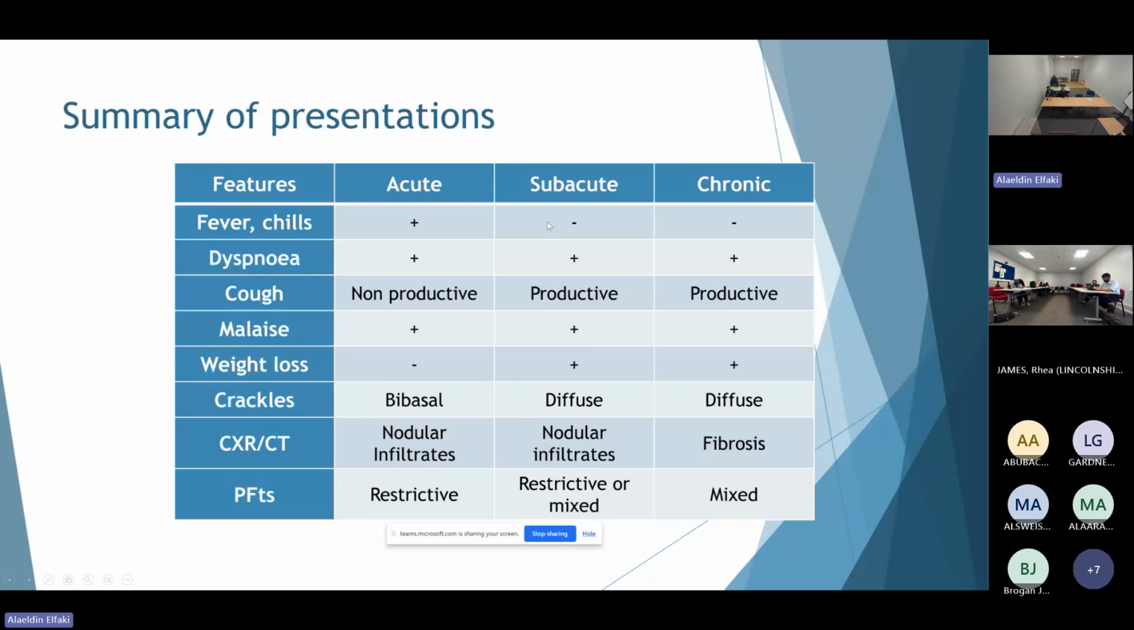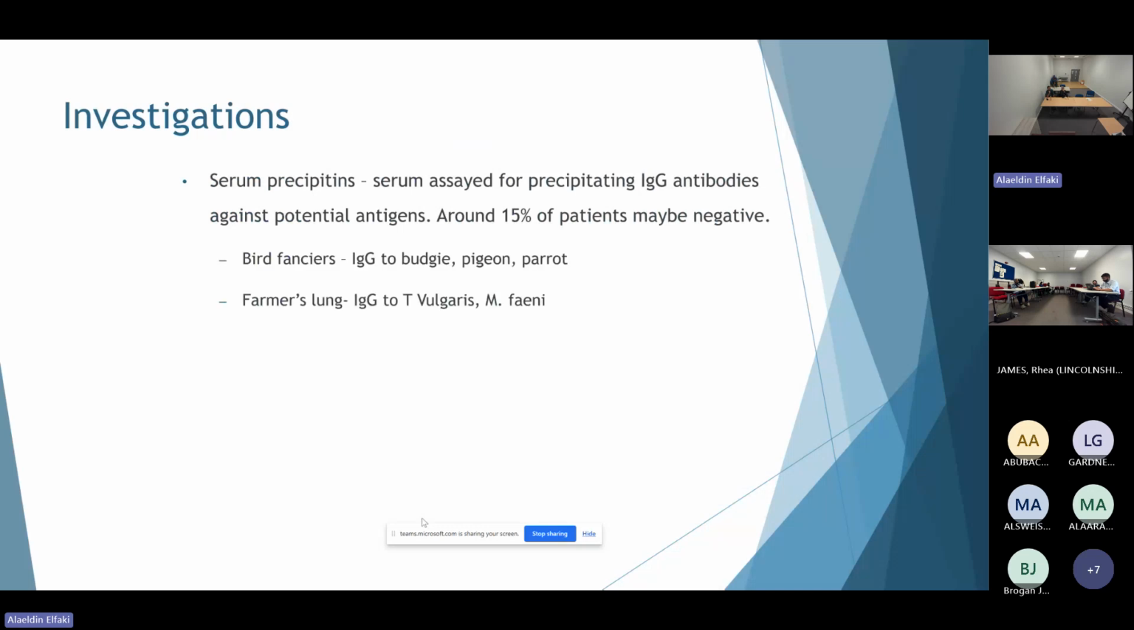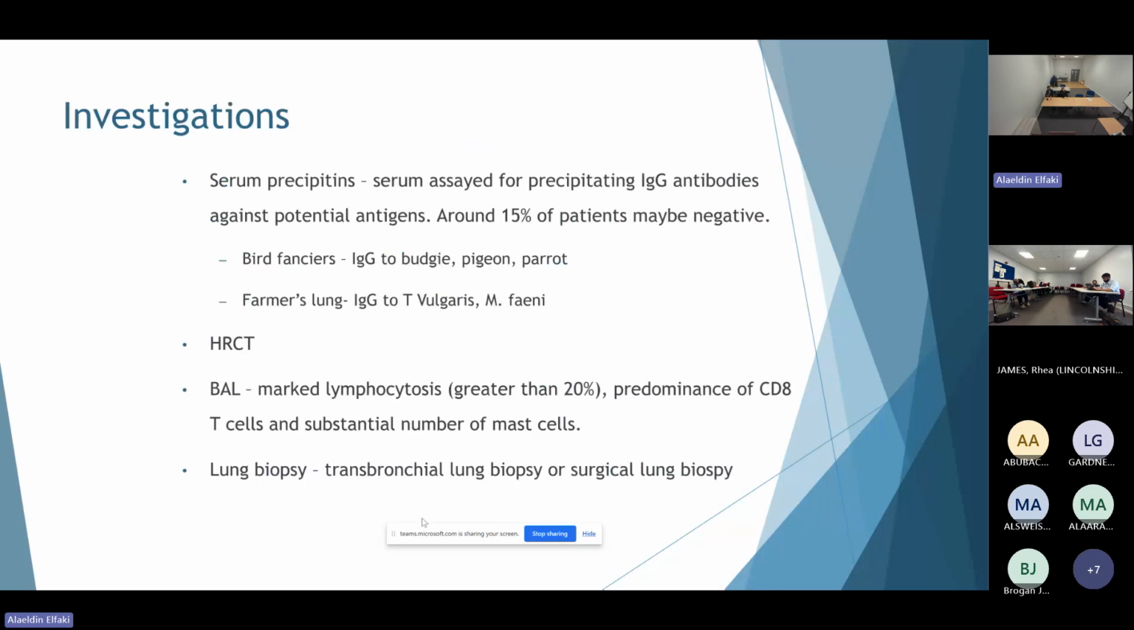On CT scan, acute and subacute forms might show nodular infiltrates and some mosaic attenuation, but in the chronic form we find fibrosis or a UIP pattern. It is predominantly a restrictive pattern on pulmonary function tests. In any patient with suspected hypersensitivity pneumonitis, you need to investigate with chest X-ray and CT scan to see the pattern of distribution, and to find the cause. You need to request serum precipitins, the IgG antibodies for the culprit cause.